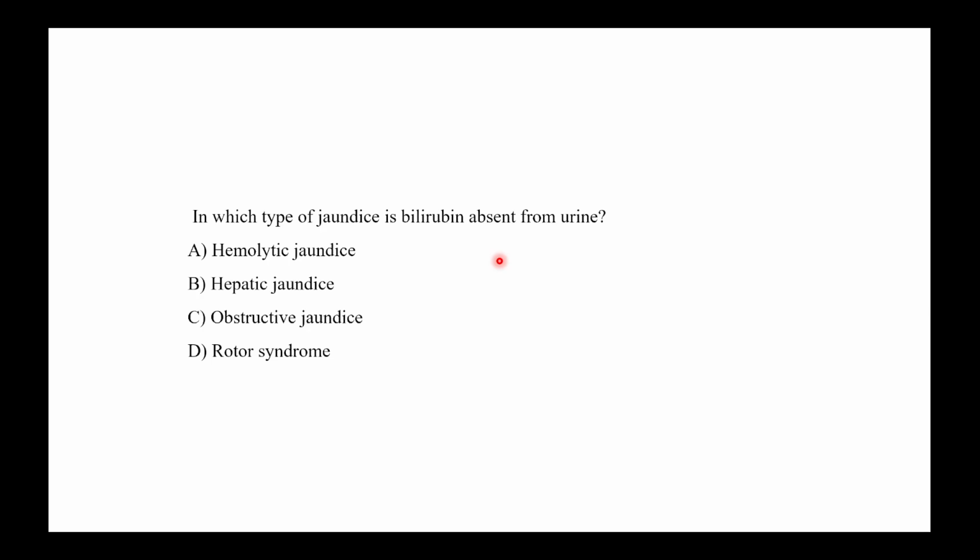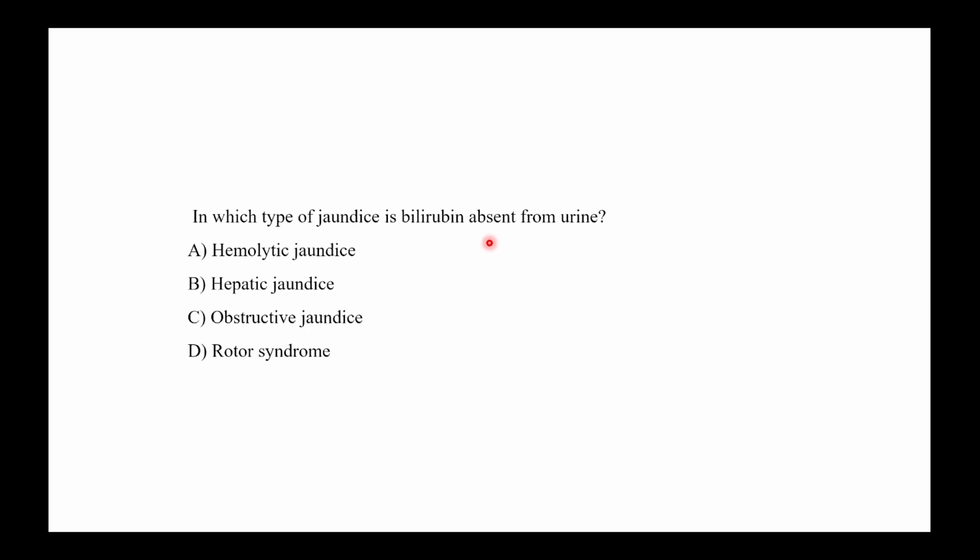Moving to the next question now. In which type of jaundice is bilirubin absent from urine? Option A, hemolytic jaundice. Option B, hepatic jaundice. Option C, obstructive jaundice. And option D, Rotor syndrome.